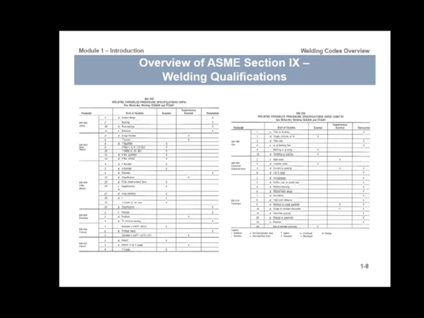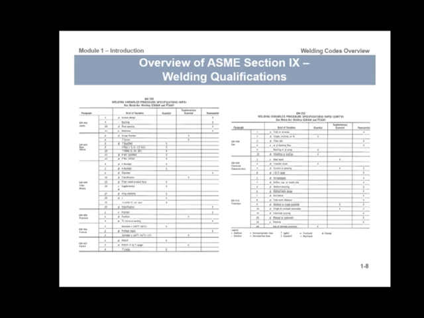The second column is supplementary essentials. That's for when you're going to need impact testing. When impact testing is part of your project or your component, you have to address all those supplementary essential variables, and then they become essential variables. The supplementary essentials become essential when you are involved in a project where they need impact testing.